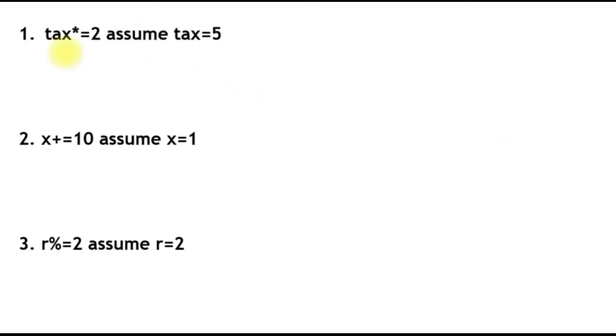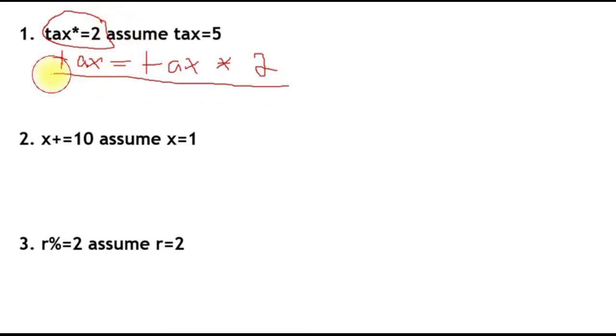First is tax times is equal to 2. Assume tax is equal to 5. Okay? So, ang gagawin natin ay ilolongkat natin to kung anong equivalent niya. So, equivalent po niya ay tax is equal to tax times 2. So, yan po. Ito po yung kanyang augmented operator o yung shortcut na sinasabi.